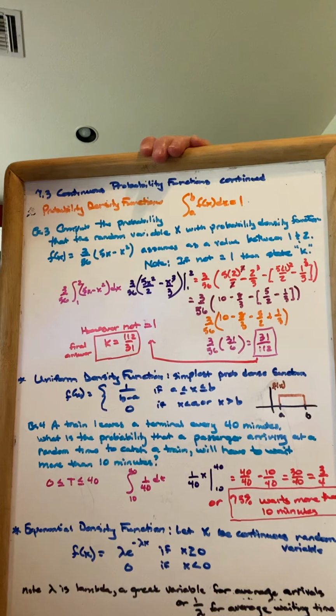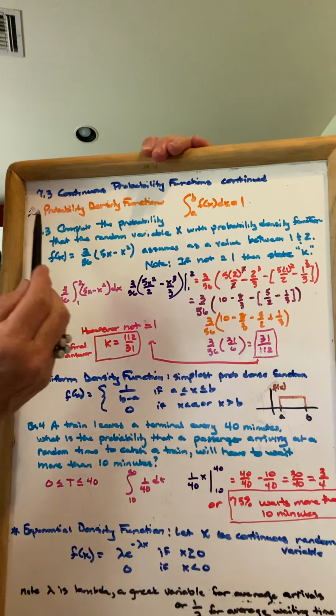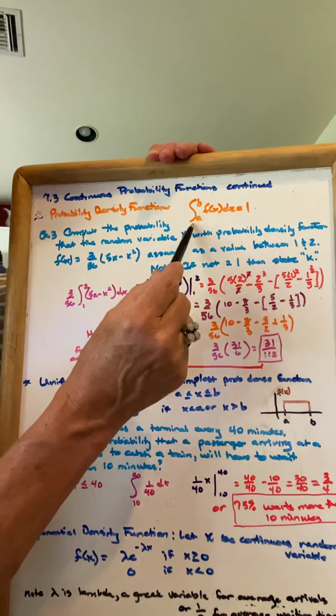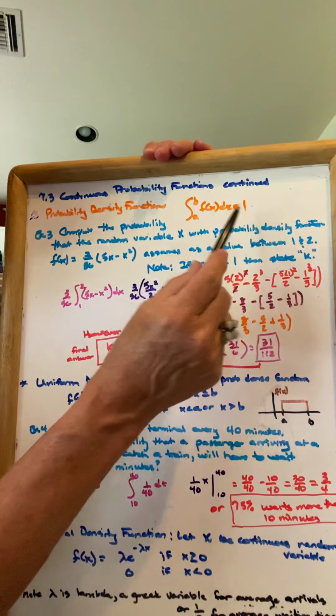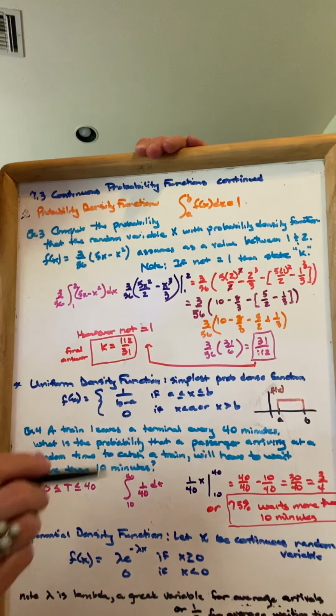All right, let's continue working on continuous probability functions. The probability density function is what I left off with yesterday. And remember, it is the integral from a to b of f of x dx equals 1. All probability density functions have to equal 1.